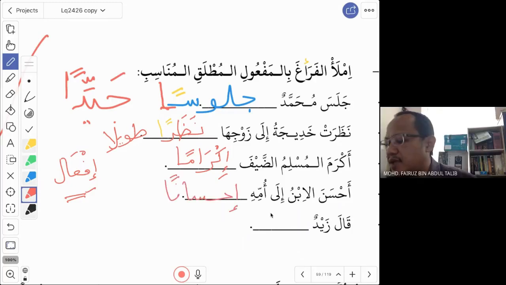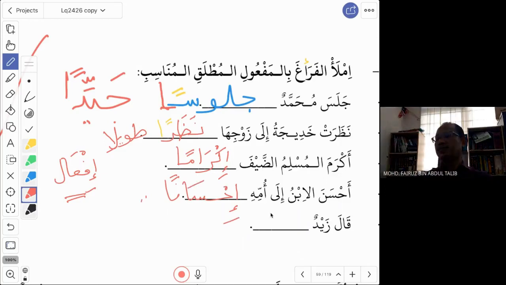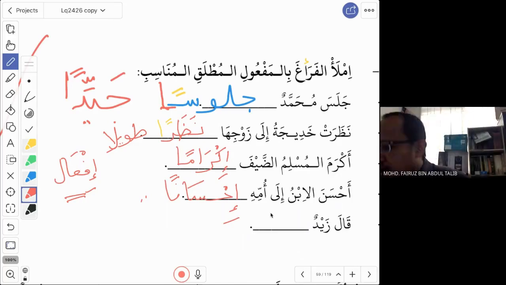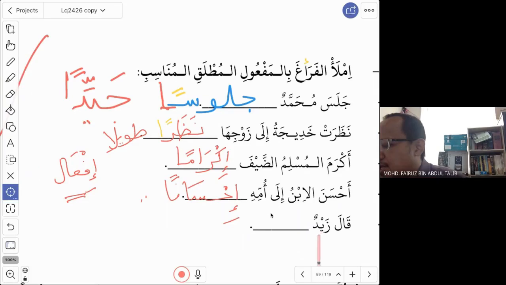Now, the correct masdar and correct maf'ul mutlaq: Ahsana al-ibnu ila ummihi ihsanan. Okay, good. Qala Zaidun. Zaidun said. You want to say, indeed, Zaidun has said. You want to find a masdar. Find this in the dictionary because this is a 3-letter fi'il.